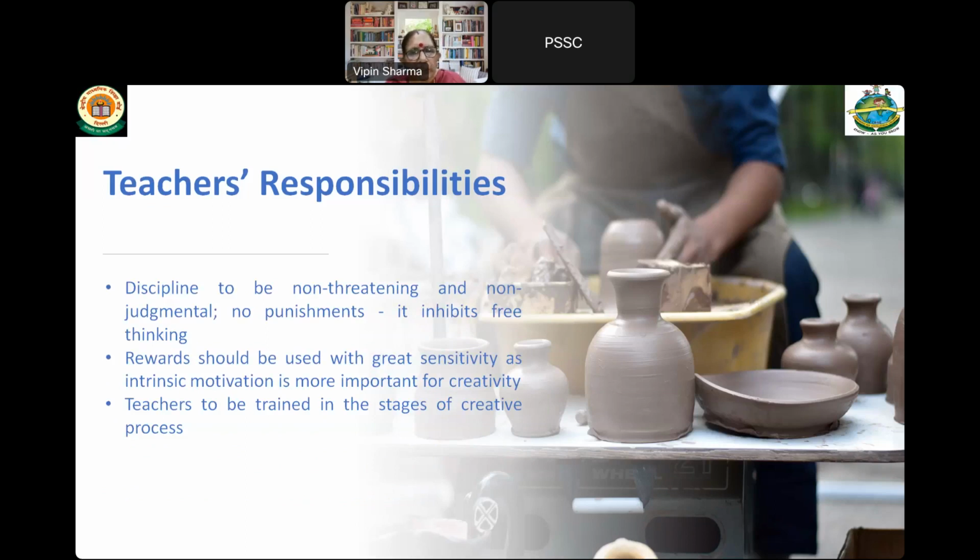Teachers should be trained in the stages of the creative process. These are the processes: inspiration, clarification, distillation, perspiration, evaluation, incubation. This is for us. Okay, this is for us.